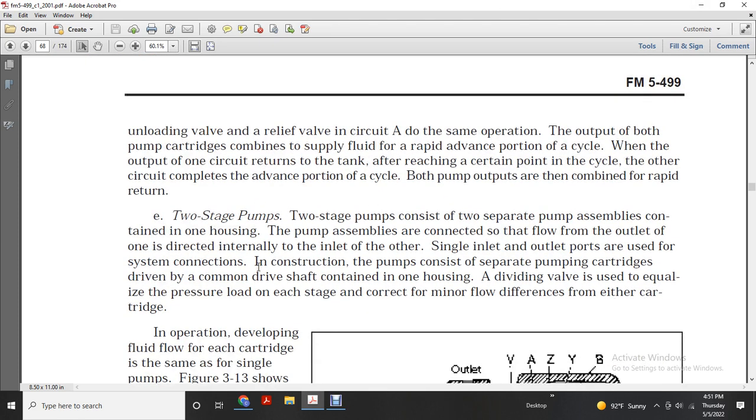Two-stage pumps. Two-stage pumps consist of two separate pumps assembled within one housing. The outlet flow of one pump is connected internally with the inlet of the other, with single inlet and outlet ports for the system connection. The pumps consist of separate pump cartridges driven by a common drive shaft, contained within one housing. A dividing valve is used to equalize the pressure load of each stage, correcting minor flow differences from either cartridge.